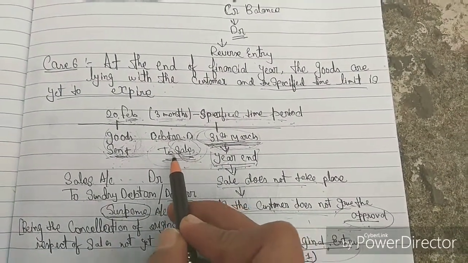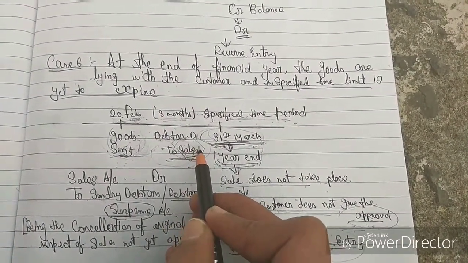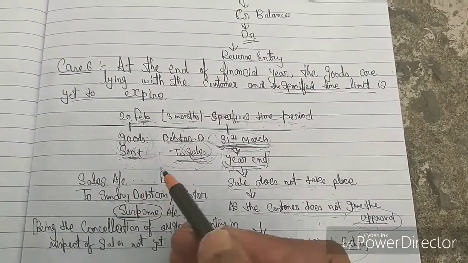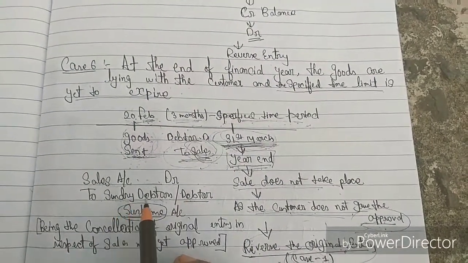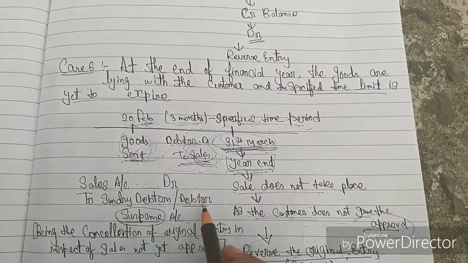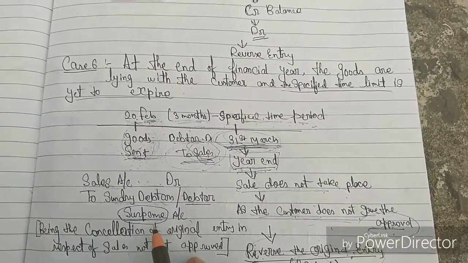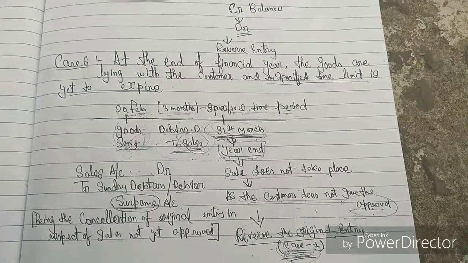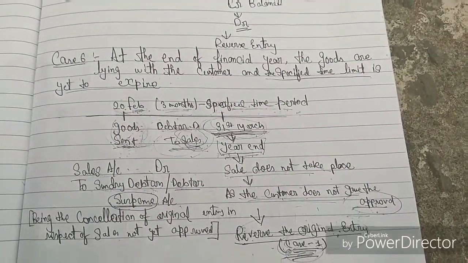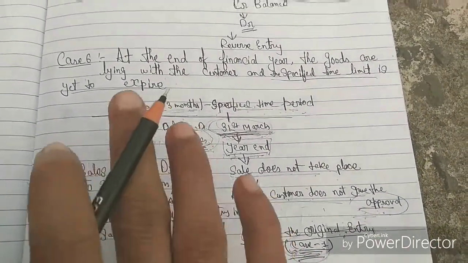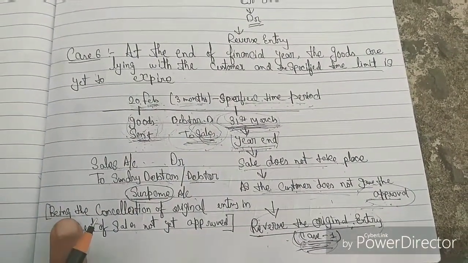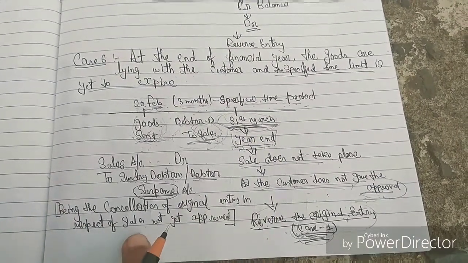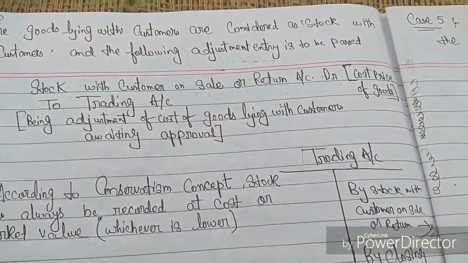So in the original entry, sales account was credited. To reverse its effect, we have to debit sales account and credit sundry debtors account. So the entry will be sales account debit to sundry debtors account or debtor suspense account. Now you will ask what is debtor suspense account? Debtor suspense account is an account in which we record all those suspense items which are still waiting on approval. Okay, so this will be the entry, and the narration will be being the cancellation of original entry in respect of sales not yet approved.